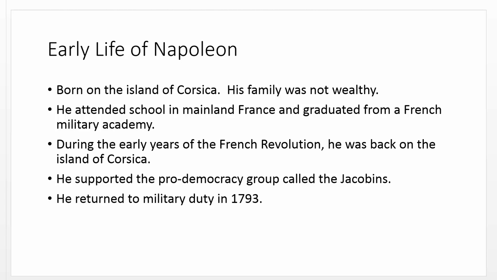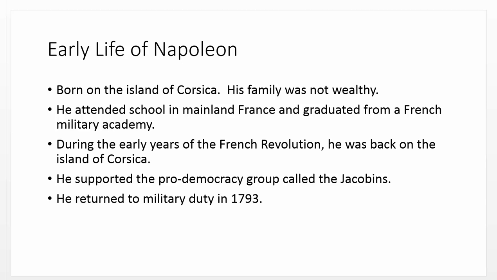Now, the French Revolution, which began in 1789, Napoleon is not involved in this at the very beginning. I think that's important to note. And he was actually back on the island of Corsica during the very early years. And we'll talk about the causes of that revolution momentarily. However, he did support early on the group called the Jacobins, who were the more pro-democracy group of the revolution. He will return back to France in 1793, and that's where his rise to power will begin.